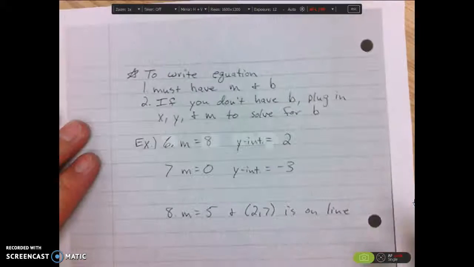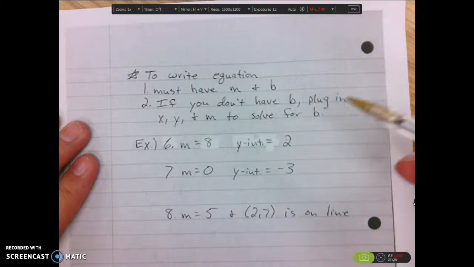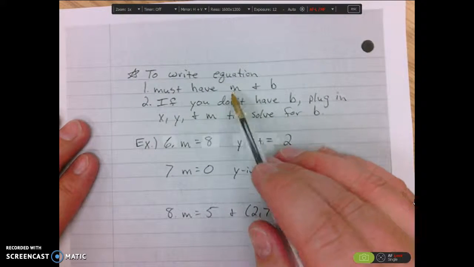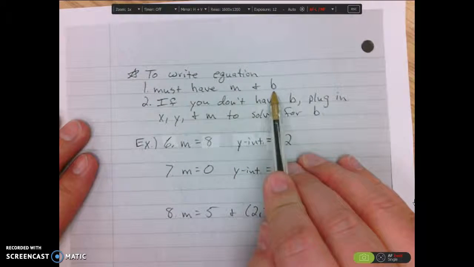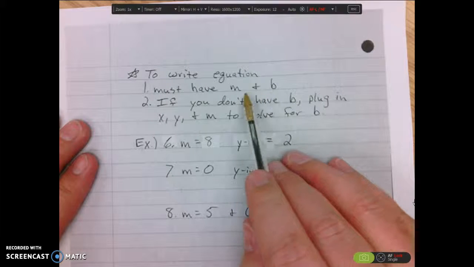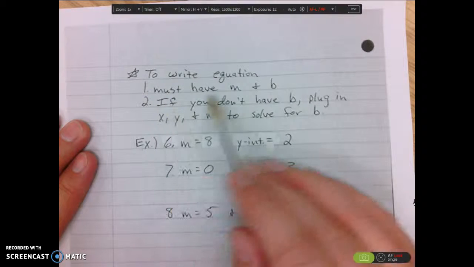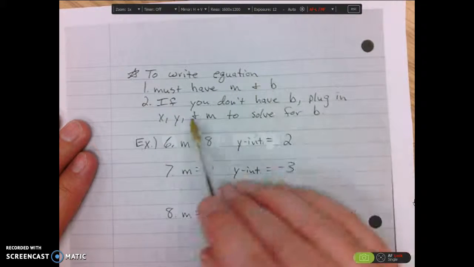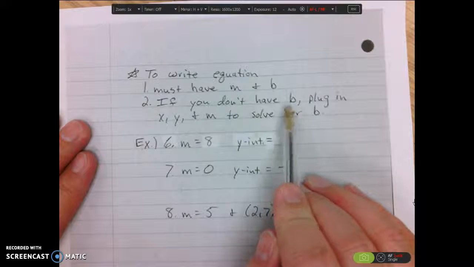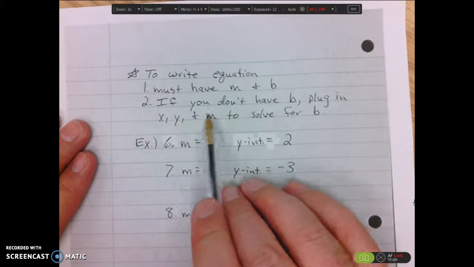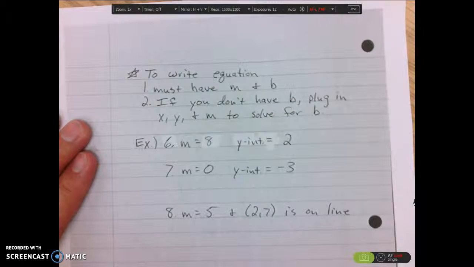To write an equation in slope-intercept form, I always like to say it's not a trick question. What 2 things do you need? You must have the slope, which is represented by m, and you must have the y-intercept, which is b. Sometimes they just give them to you, and that's nice. You just plug them in. If they do not give you the y-intercept, then you need to plug in your x and y and your m into the equation and solve for b. We'll get to that one in a moment. That one's a little more tricky.